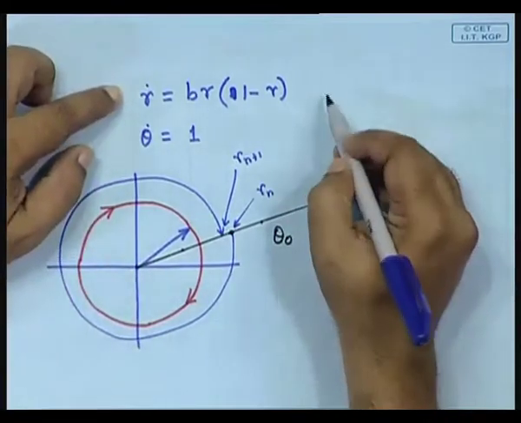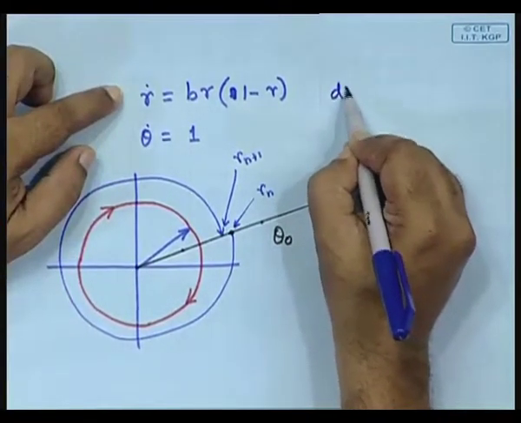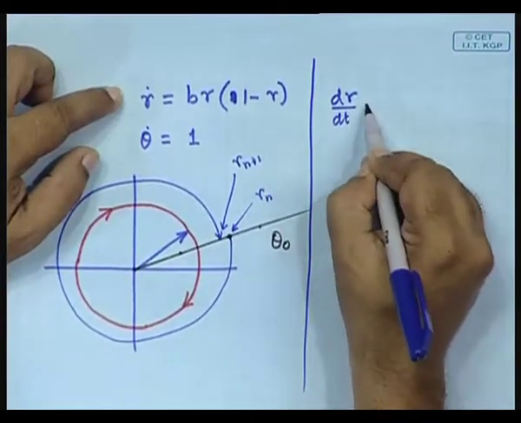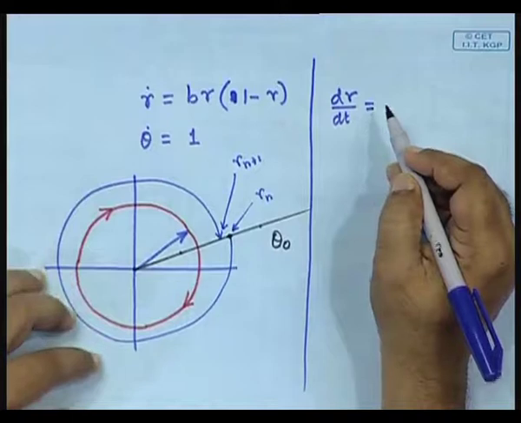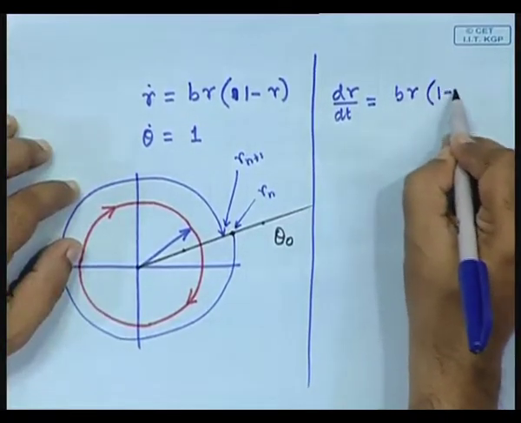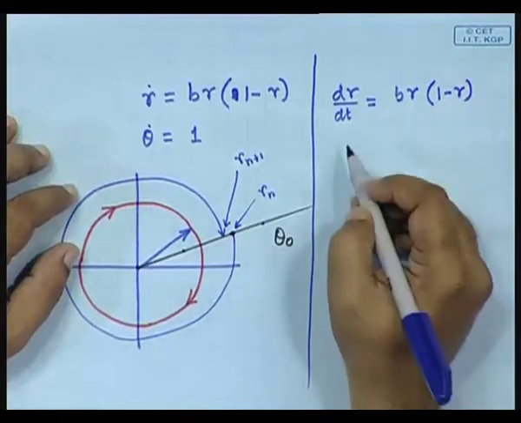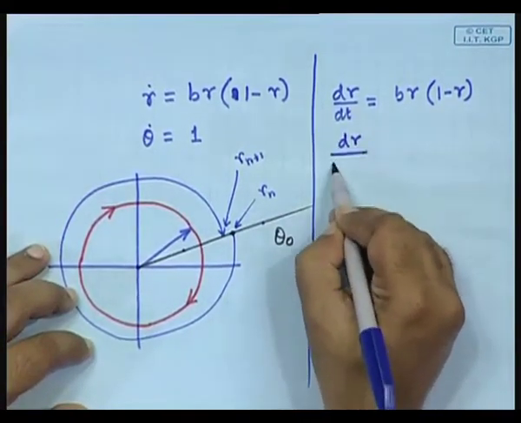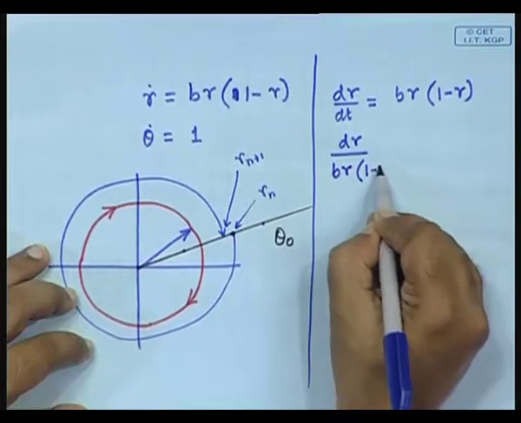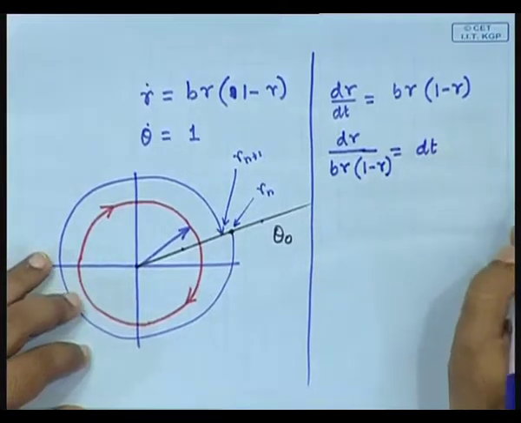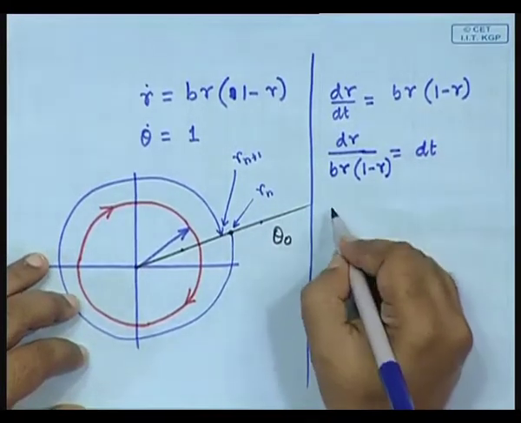So, we have here dr/dt is equal to br(1 minus r). Let us separate the variables. So, you have dr by br(1 minus r) is equal to dt. Now, let us integrate it.